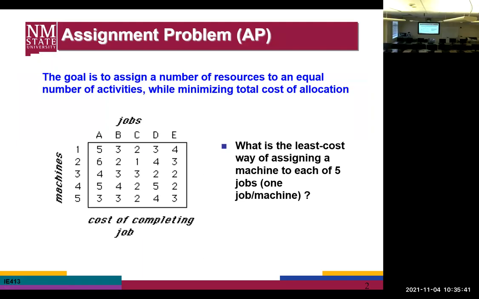Okay, so last time we talked about the assignment problem, which is a prototype model in the linear programming problem, and the goal is to assign a number of resources, usually workers or machines, to an equal number of activities. So usually it's going to be the jobs, right? While minimizing the total cost of allocation.